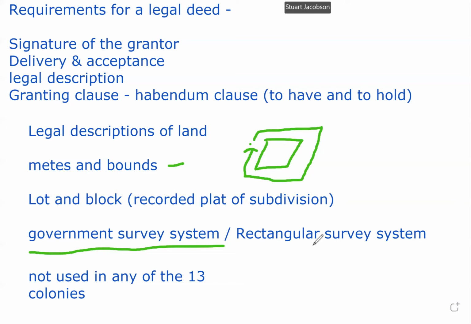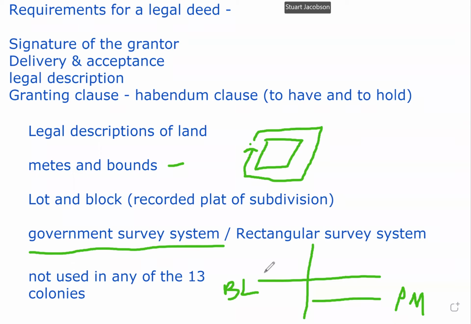What happens is the government survey system looks like a grid. Running north and south, you have a line called the prime meridian. And running west to east is going to be the baseline. So the prime meridian runs north and south. The baseline runs west to east.